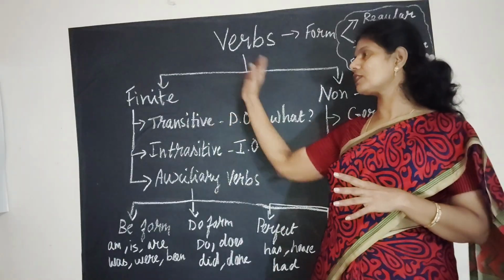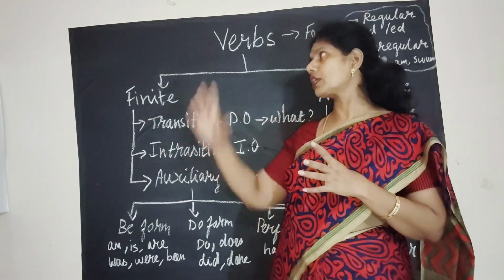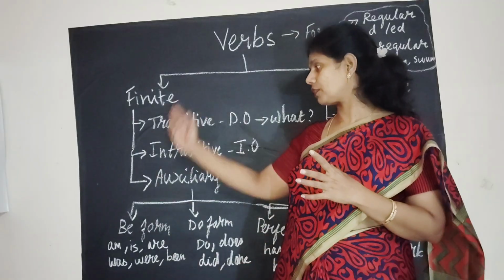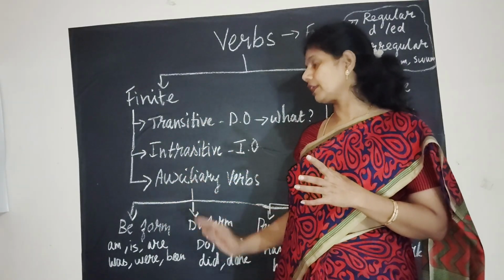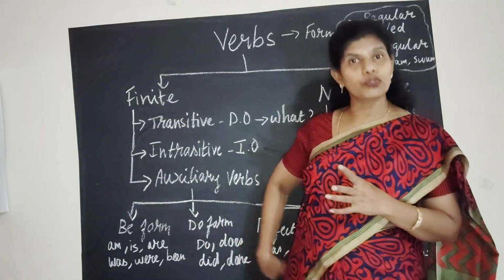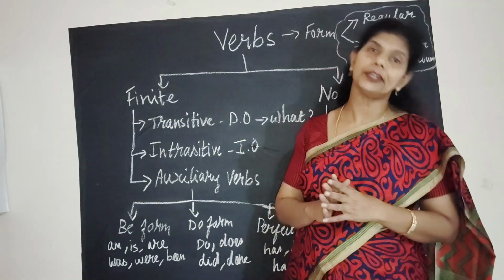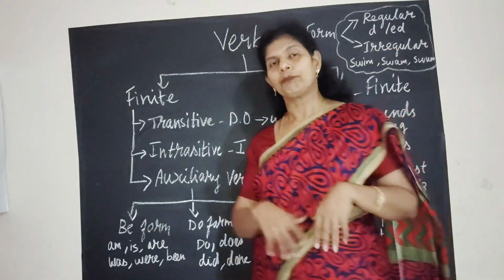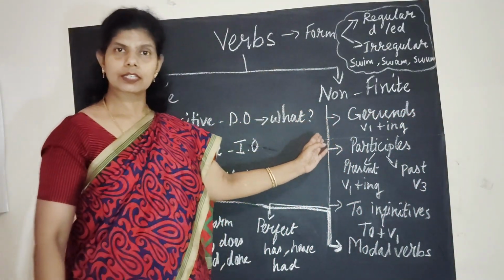So we have seen the finite ones. I suppose you have a general idea of what this finite verb is. So there are three kinds of finite verbs. They are transitive, intransitive, auxiliary, and auxiliary has four forms. I have put three here because only these three come under the finite verb category. So shall we go to the next one? The next one is the non-finite verbs.